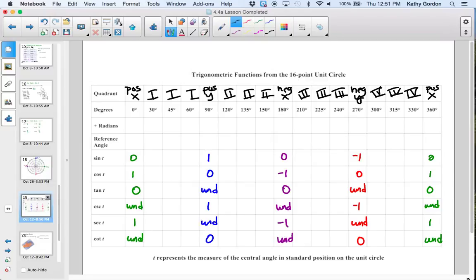Okay? Now, I want you to take a minute and fill in the positive radian row. What are the radian equivalents to all of those degree measures? You should be able to do this quickly. Some of you have figured it out.